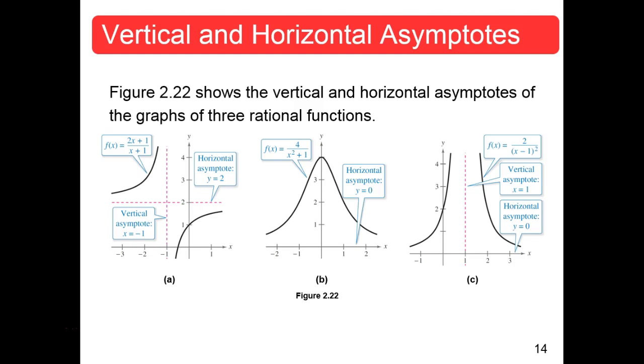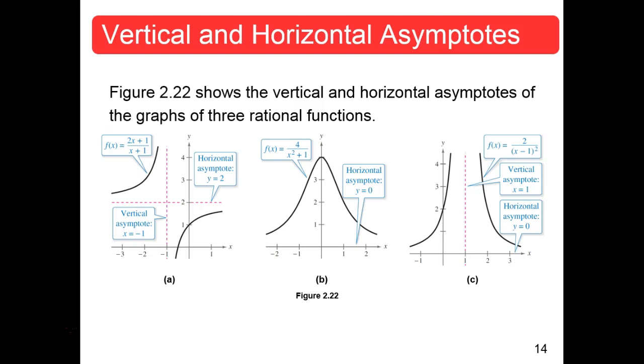So here's another function. This is the one we're going to look at here. In this case, your denominator is never equal to 0. X squared plus 1 cannot be 0, because if you square x, it's always going to be a non-negative number. Add 1 to it, it's always positive. So therefore, this will have no vertical asymptotes, and it does not. However, the ratio of the leading terms is 4 over x squared.